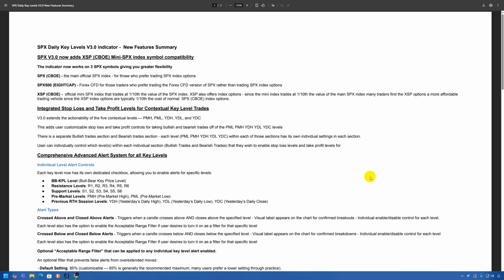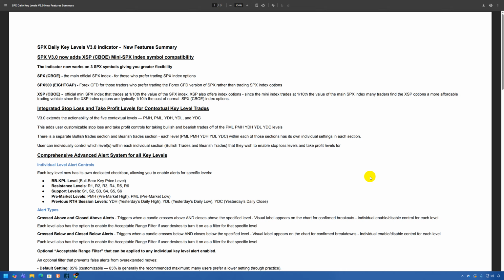There is a separate bullish trade section and bearish trade section, and each of the levels within each section has its own individual settings. So the user can individually control which of those levels, within each section, bullish trades or bearish trades, they wish to enable stop loss levels and take profit levels for.